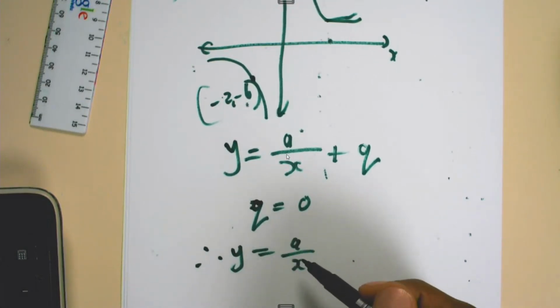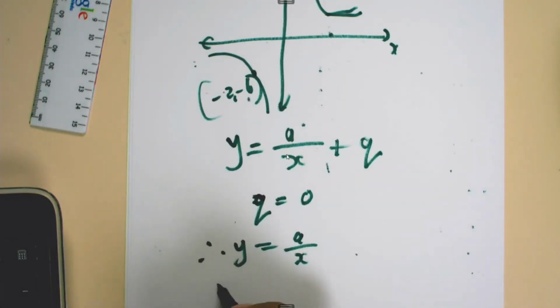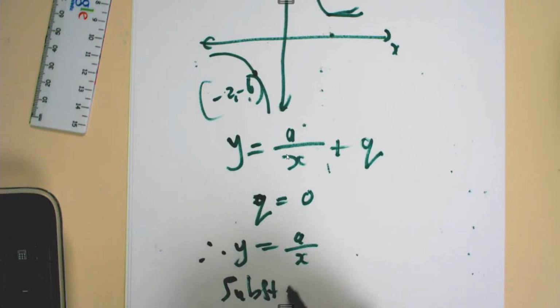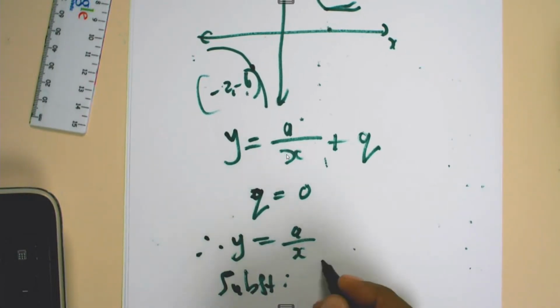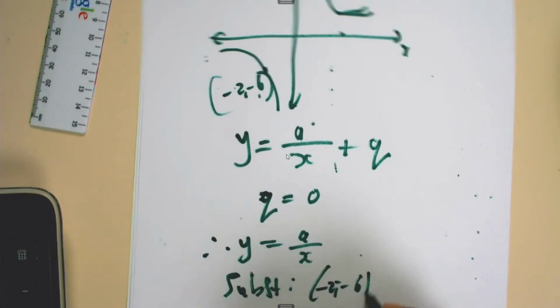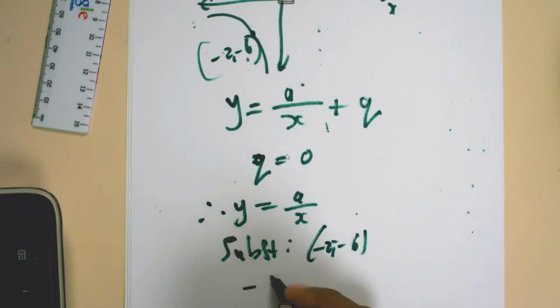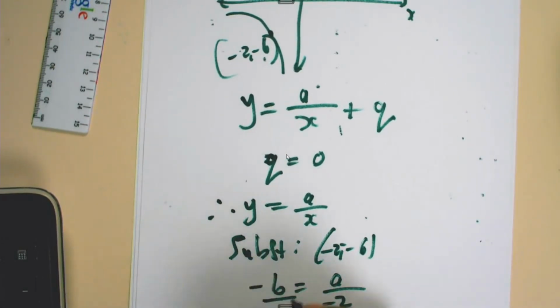How do I get the value of a? We have a point, so we're going to substitute that point. What are the coordinates of the point? It's (-2, -6). We substitute it in. Y is -6, a divided by x is -2, then this is over 1.